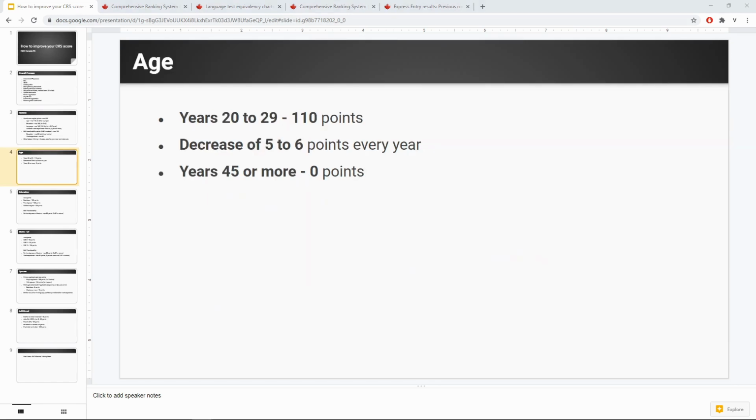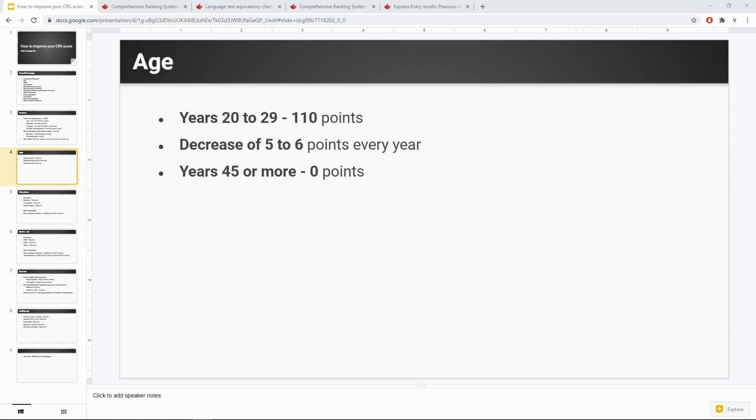Now, let's discuss the impact of age on your CRS score. So if you are 20 to 29 years old, then you will get maximum 110 points. After that, they will decrease 5 or 6 points every year that passes. So let's say you are 30 years old, then you will only get 105 points. That's 5 points less than maximum 110 points. And if you are 31 years old, then you will only get 99 points. If you are 45 or more, then unfortunately you will get 0 points.